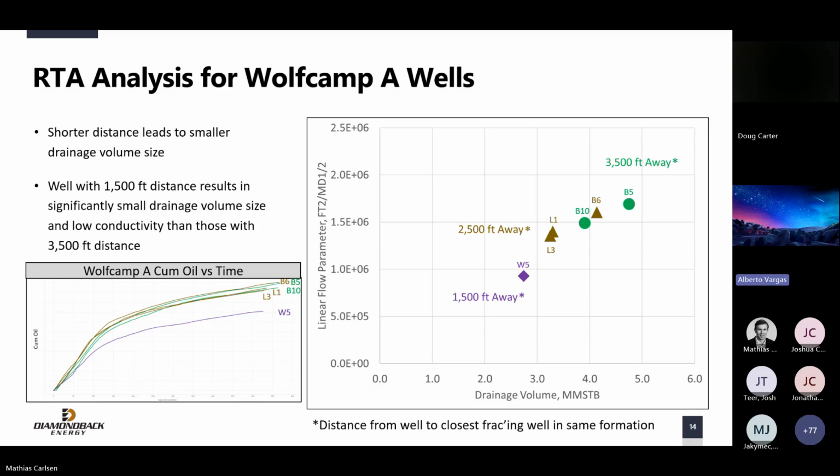Now back to the Wolfcamp A side, for that 2,500 feet and 3,500 feet, these 2 distance scenarios, we also see similar conductivity among these different distances. But one well, the purple diamond, W5, stands out at just the 1,500 feet distance to the nearest frac well. This well shows much smaller drainage volume and conductivity. Now, if you look at the lower left, this cum curve, this well underperforms.